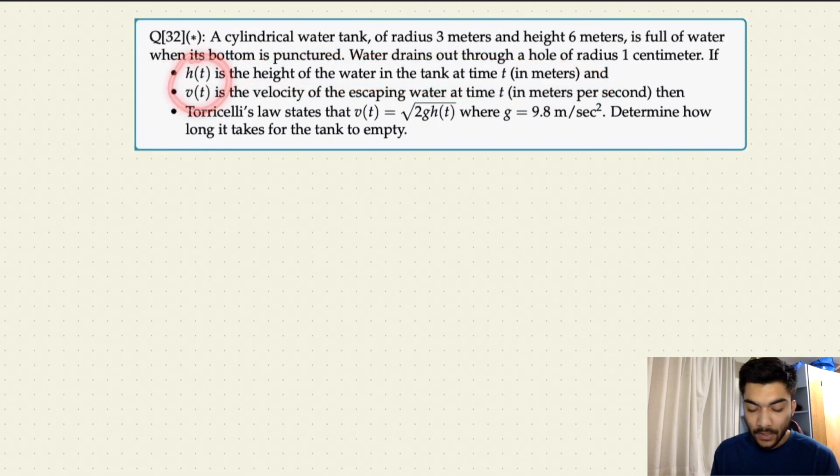Now, if h of t is the height of the water in the tank at time t, you can clearly see that h is a function of time, right? Which is also understood because we have a punctured hole, so the height of the water in the cylindrical vessel will be decreasing with respect to time. So as time increases, the rate of change of height will be negative.